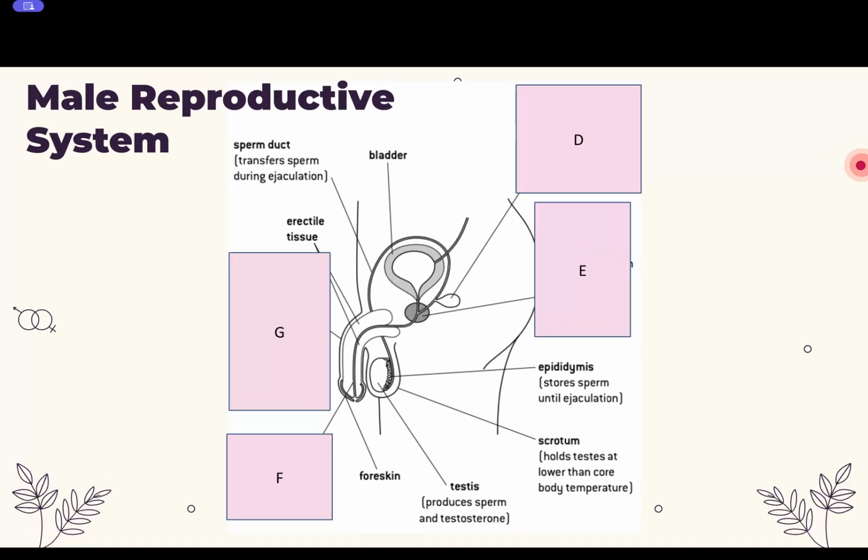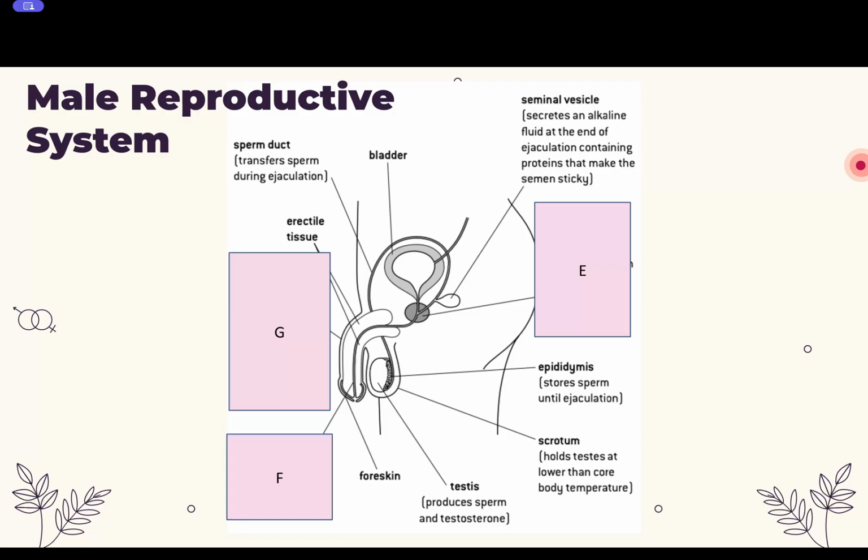I don't think they care, but if you write vas deferens, that works too. That's what transfers the sperm during ejaculation. D is the seminal vesicle, which secretes a fluid that has fructose and mucus, which basically makes semen and makes it sticky. Then E is the prostate gland, which has the alkaline fluid that both helps the sperm to swim and neutralizes the acidity of the vagina so that the sperm can live on.